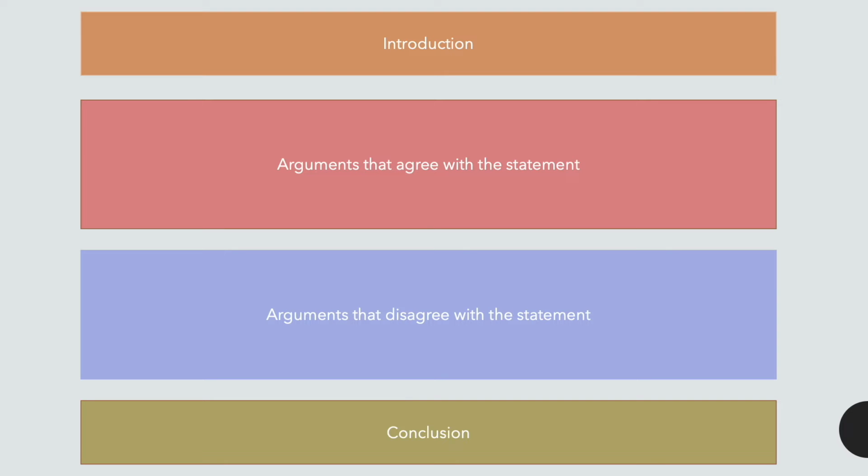Overall, my essay structure would look like this. In the introduction, I would state which side my essay will support. I will then include a paragraph of all the arguments that support this statement, followed by a paragraph with arguments which are against this statement. And finally, in the conclusion, I would include a brief justification on which side sounds more convincing.